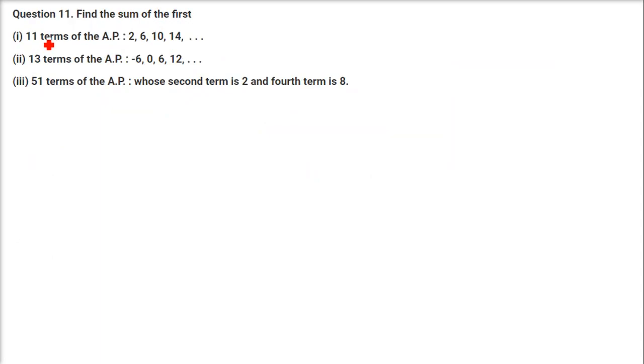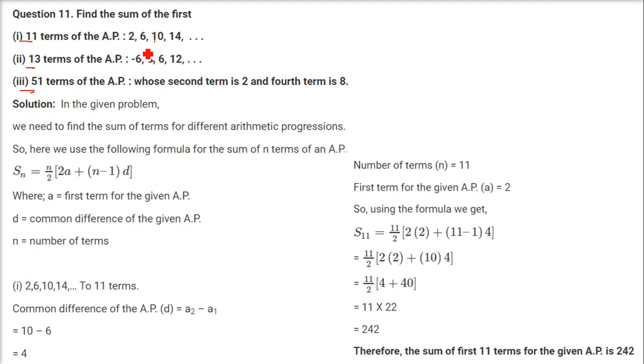Find the sum of the first 11 terms, 13 terms, 15 terms. So these two are exactly similar, so I'll take one of these, but this has something to say. So I'll take the first one. So 11 terms of this one. So I have to find out S11. S11 will be what? n by 2, that is 11 by 2, 2a. What is a here? 2. Plus n minus 1, that is 11 minus 1, I'll just write 10, into d. What is d? 6 minus 2, that is 4.